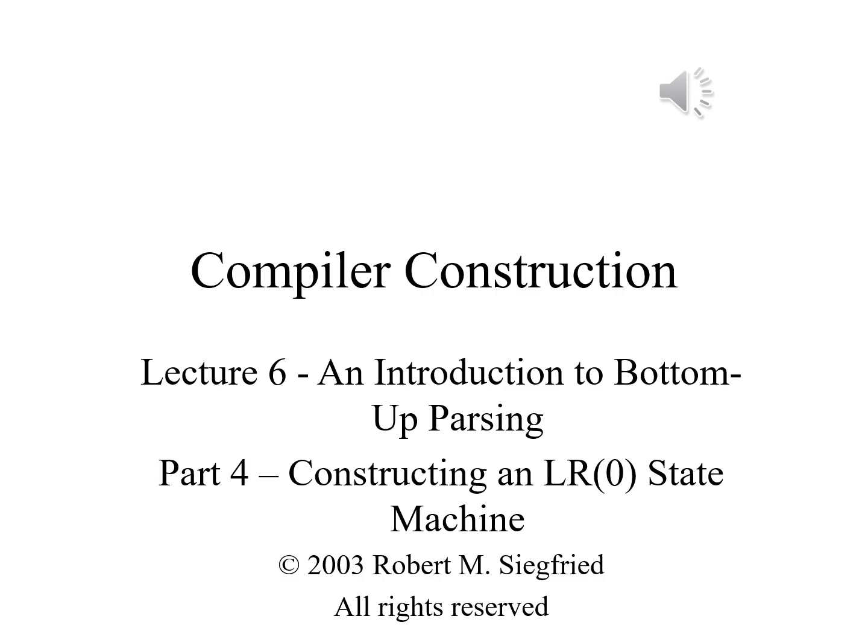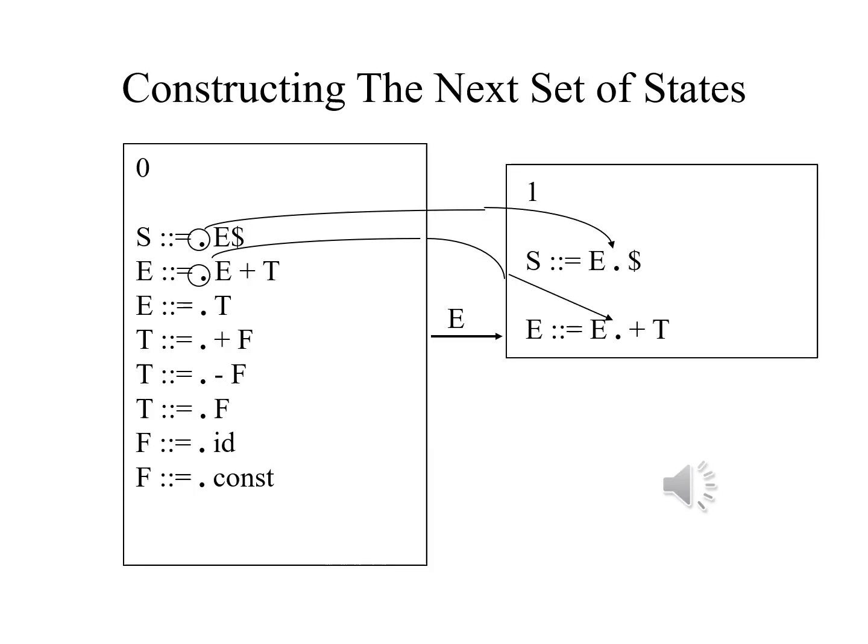In Part 4 of Lecture 6, we will discuss constructing an LR0 state machine. The first thing that we need to do is to construct the states to which we transition from state 0. These transitions will depend on the symbol immediately after the dot.